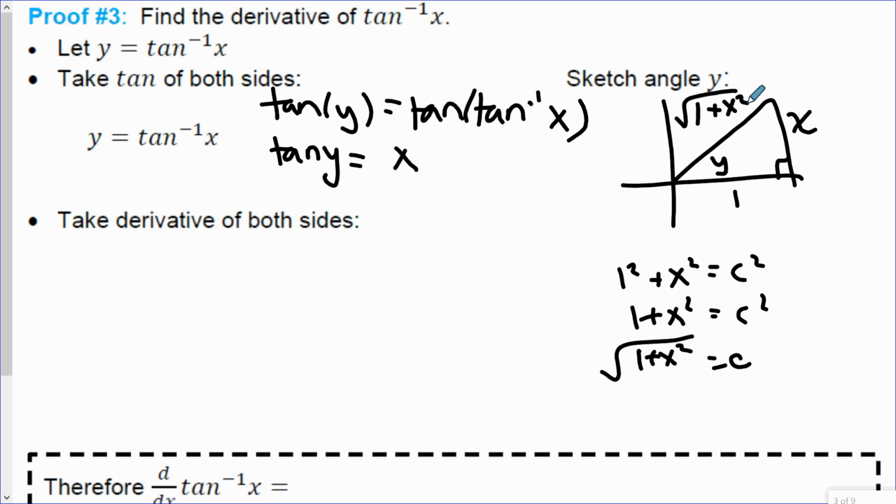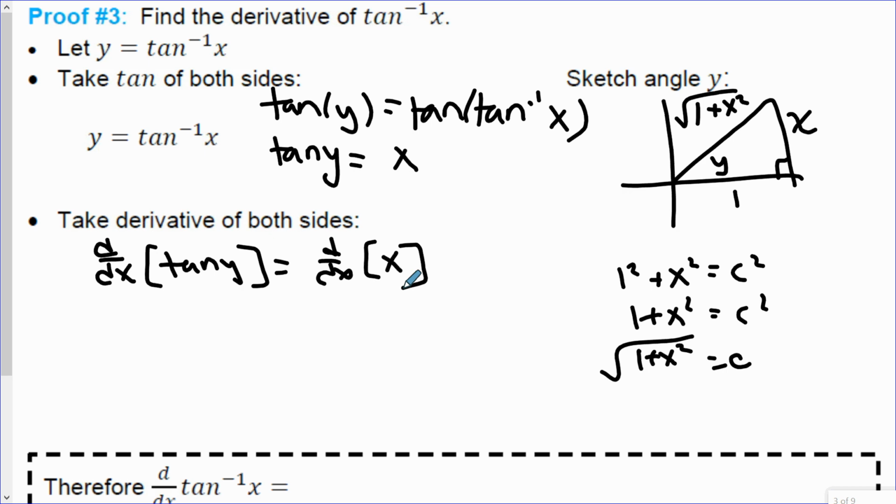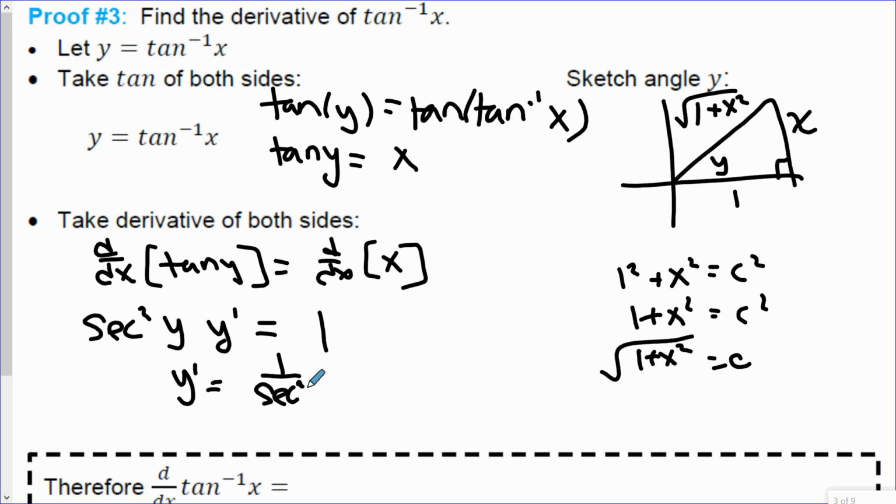Okay, perfect. So now that we've done that, let's take the derivative of both sides. So the derivative with respect to x of tan y equals the derivative with respect to x of x. Okay, so I know the derivative of tan is secant squared. So I'll do secant squared of y, and then the derivative of y with respect to x, don't forget your chain rule, is y prime, equals the derivative of x with respect to x, which is just 1. So isolating for y prime, I know that's 1 over secant squared of, nope, not x, y.